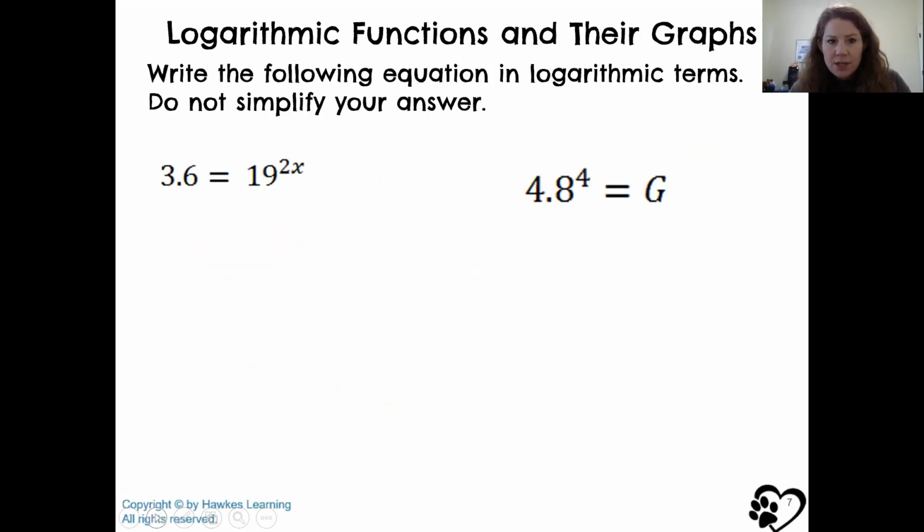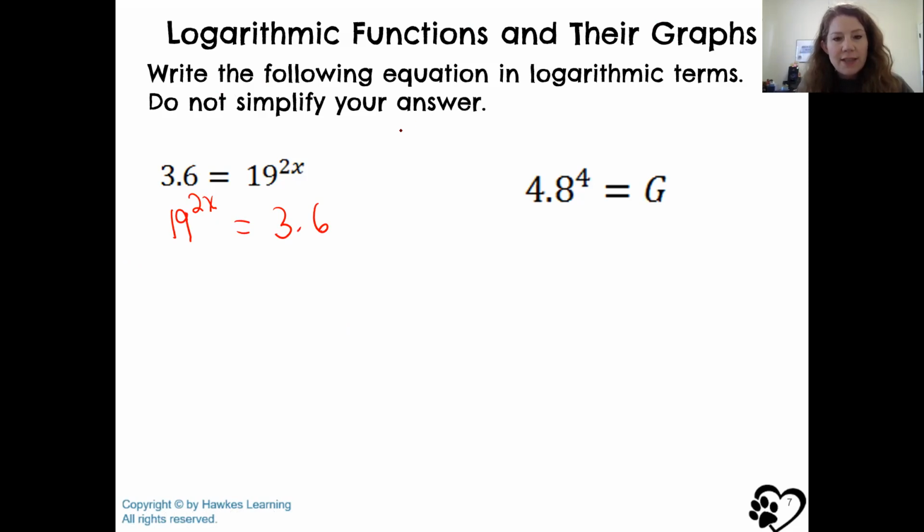16/5. There we go. All right, now these, you're going to have a couple of these in your homework. It's going to tell you to write these equations in logarithmic terms. Do not simplify your answer. So how are we going to do these problems? Well, first of all, we're going to get this exponent right here. Well, let me read. I like it when it was written the other way. 2x equals 3.6.